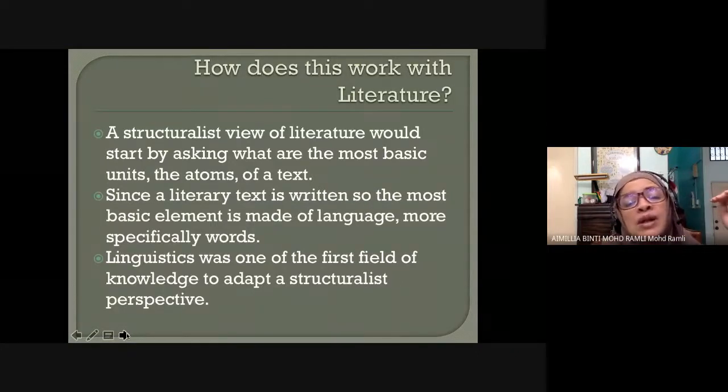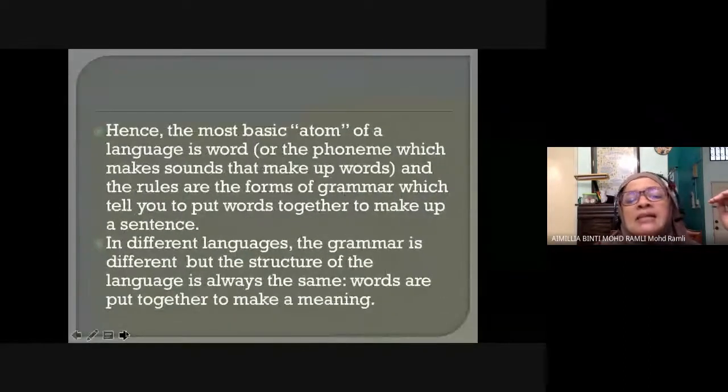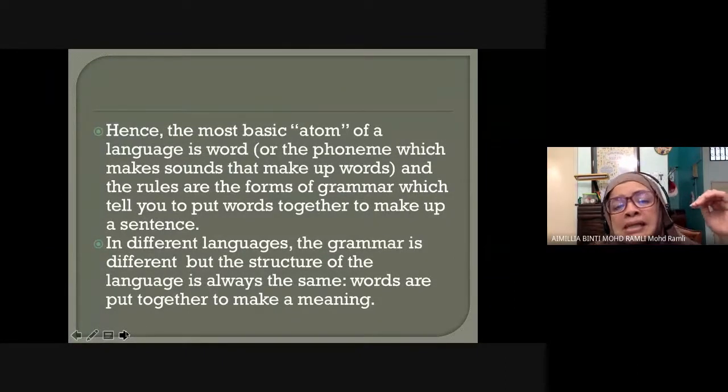Linguistics was one of the first fields of knowledge to adopt a structuralist perspective. The most basic atom of a language is the word, or the phoneme, which makes sounds that make up words, and the rules are the forms of grammar, which tell you how to put words together to make up a sentence. Structuralists and those who study linguistics study the words and then the rules that govern the words, the grammatical system. In different languages, the grammar is different, but the structure of the language is always the same. It has verbs, nouns, adverbs, adjectives, and so on.